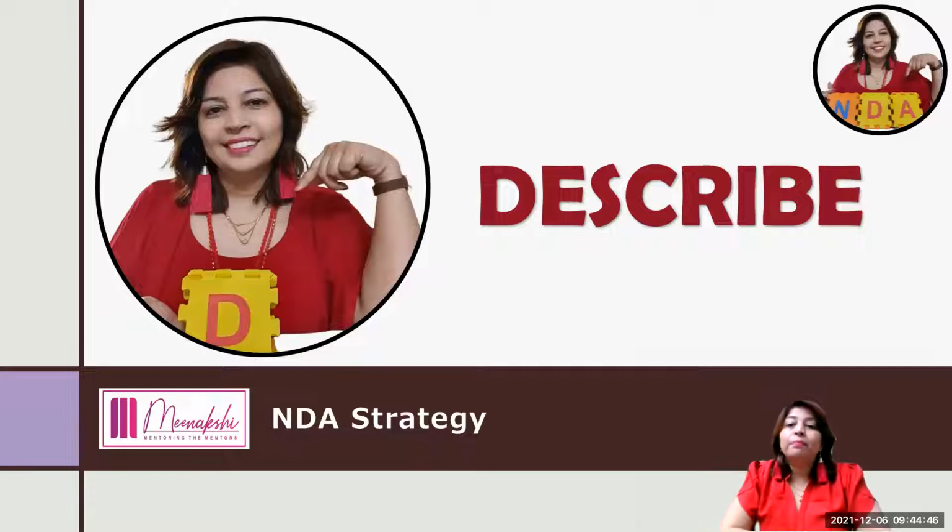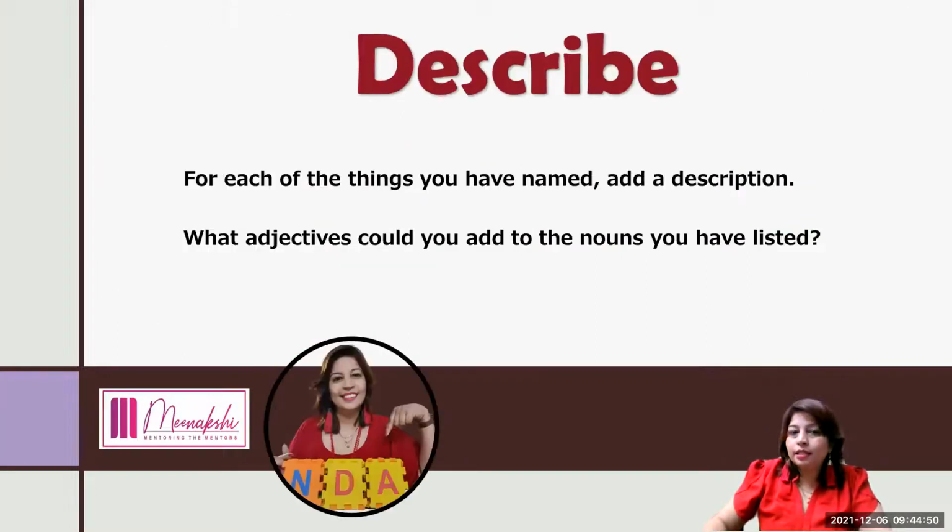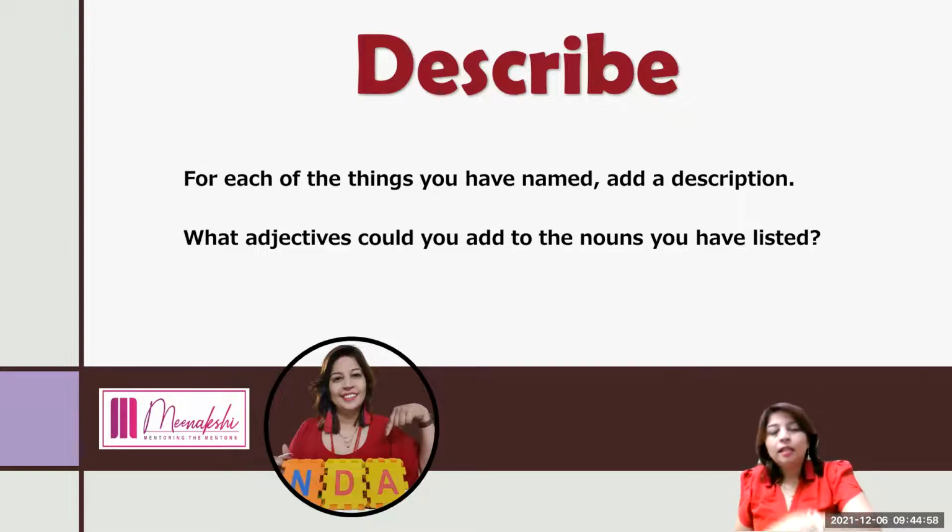Now, the second step, D, describe. What you have to do in this step, for each of the things that the students have named, is ask them to add a description. The description is not required to be a detailed one. They have to use describing words, that is adjectives, for each noun that they have mentioned.